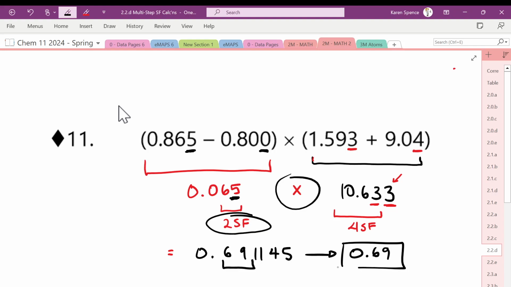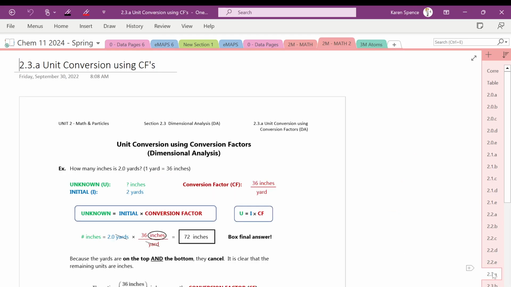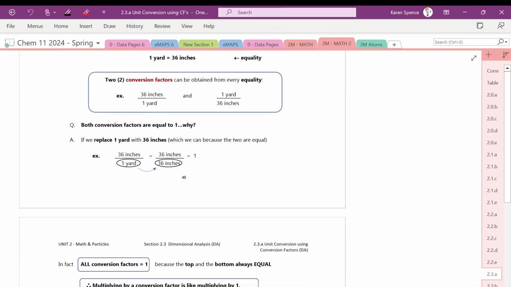Okay, so that big sig fig review, you can feel free to do as much or as little of that as you need to prepare for it. I'm not going to give you time to do that now because we need to move on. And we will be moving on to our next topic, which is unit conversions, 2.3a on page 46.